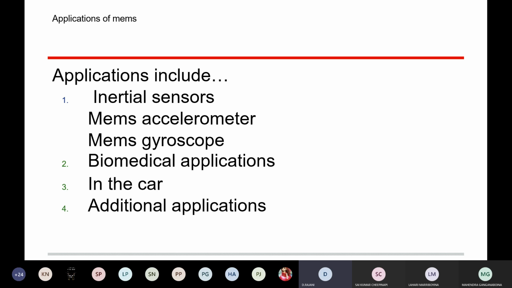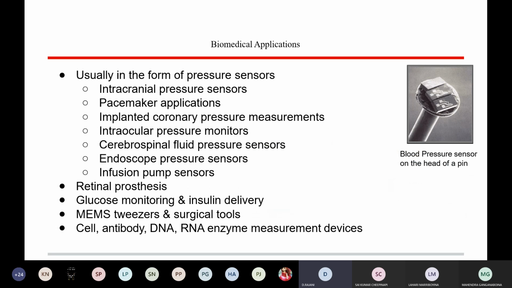Next, biomedical applications. I will show the slide. So these are the biomedical applications. Usually they are in the form of pressure sensors. Pressure sensors means suppose we have to check our BP, blood pressure, in our body. So this is the blood pressure sensor, on the head of a pin. We can know the blood circulation in our body by using these pressure sensors.